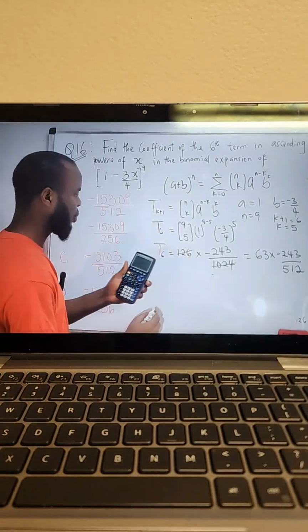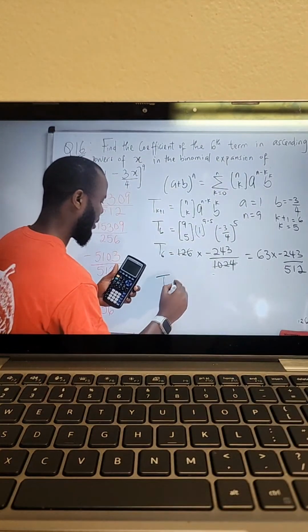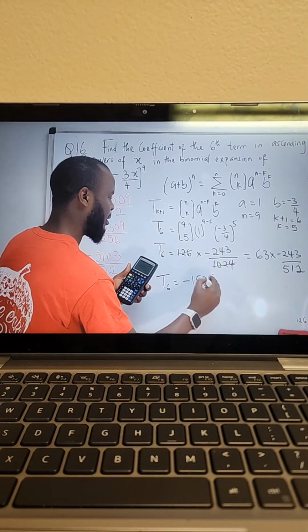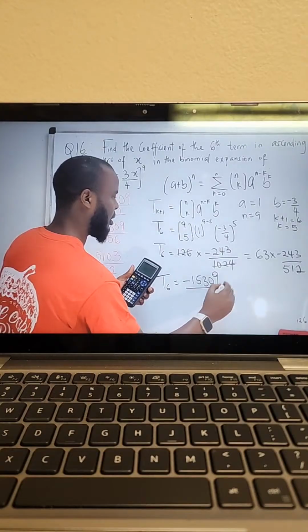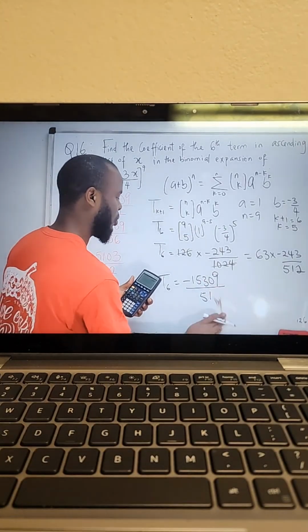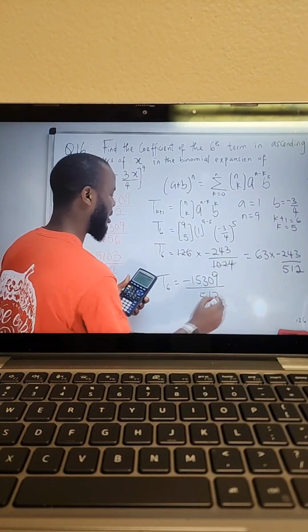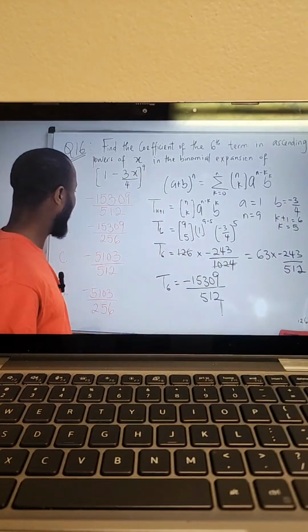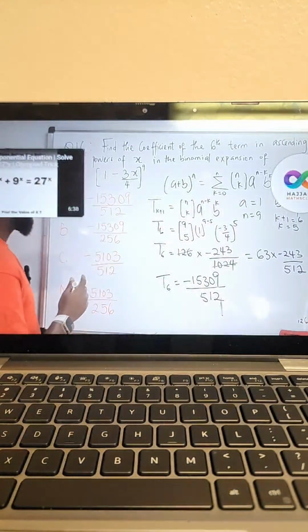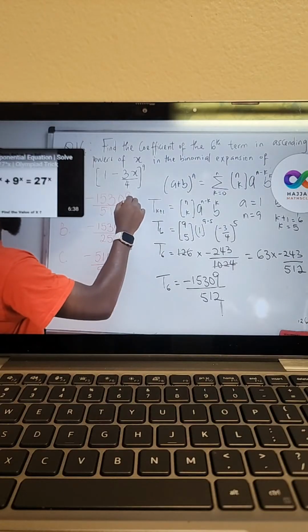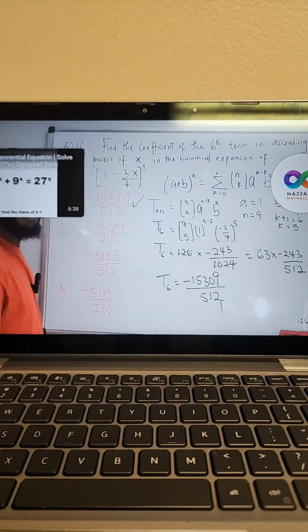So here my calculator is showing me that we have negative 15309 divided by 512. So this is the answer in the lowest term. And if you look at that here, 15309 over 512, so the answer should be option A.